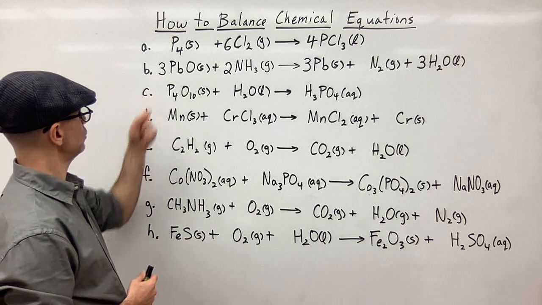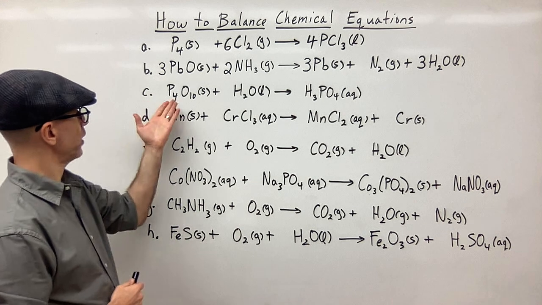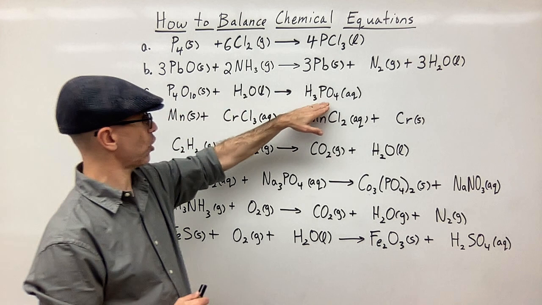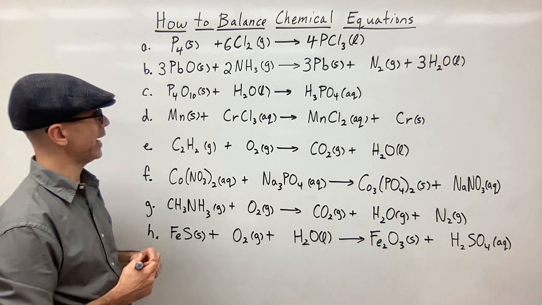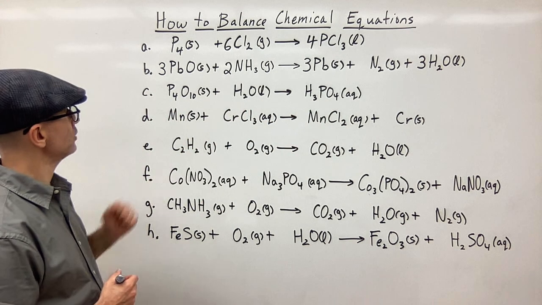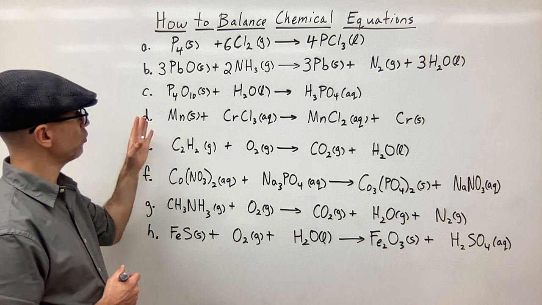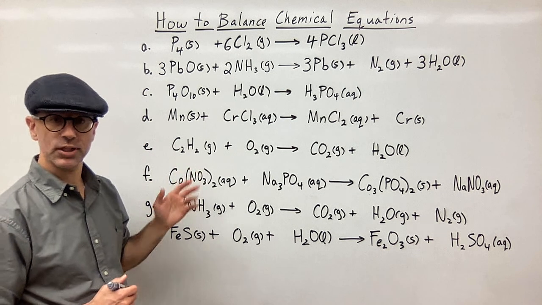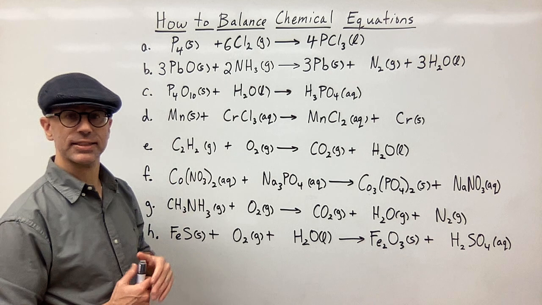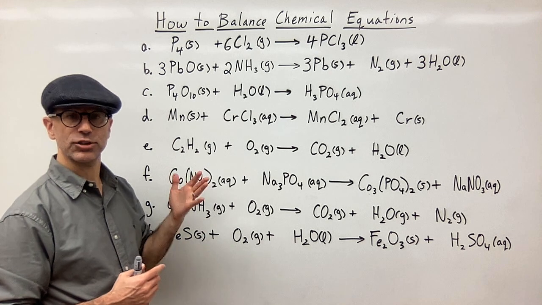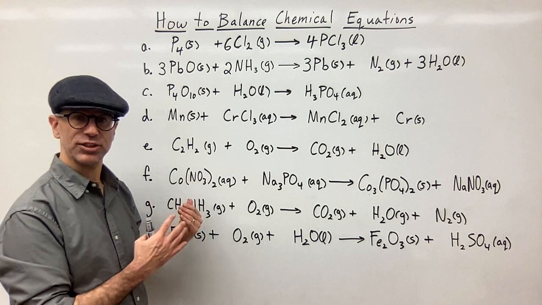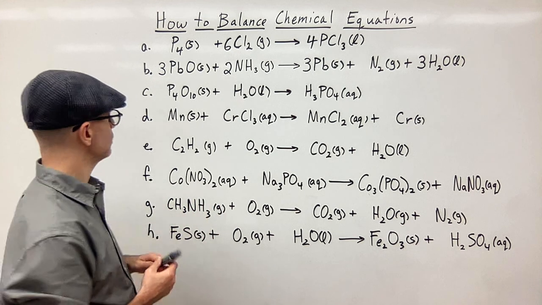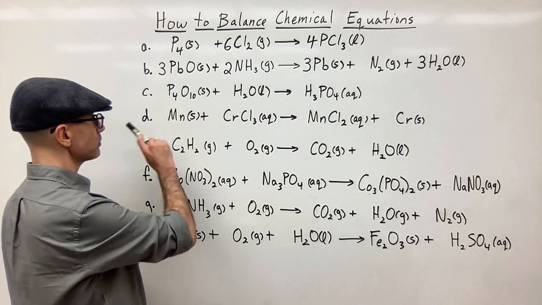Okay, so next we have C. So here I have this reacting with water to form my phosphoric acid. Okay, so again, we're going to balance the metals first. We don't have any metals, so we're going to balance everything except for hydrogen and oxygen. We'll balance hydrogen before the oxygen. We'll save oxygen for last and see how that works.